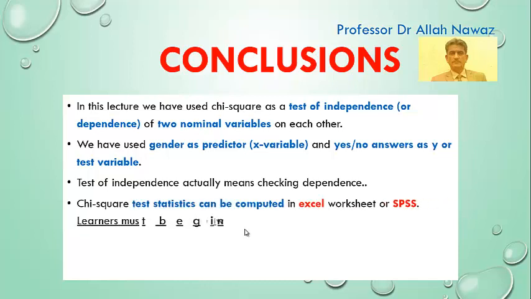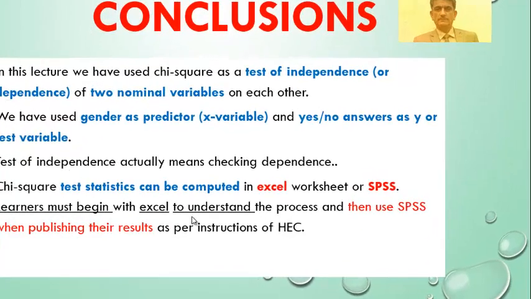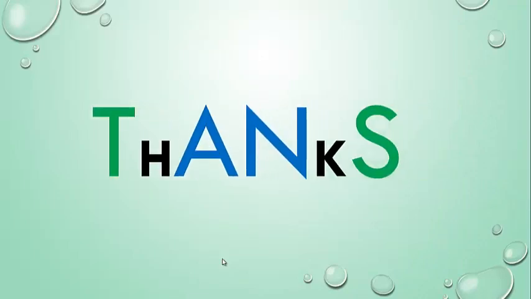Chi-square test statistics can be computed in an Excel worksheet or SPSS. Learners must begin with Excel to understand the process and then use SPSS when publishing their results as per instructions of the Higher Education Commission. So that was all about chi-square test as the test of independence. As I have said before, the next video will be the use of chi-square as the test for goodness of fit.